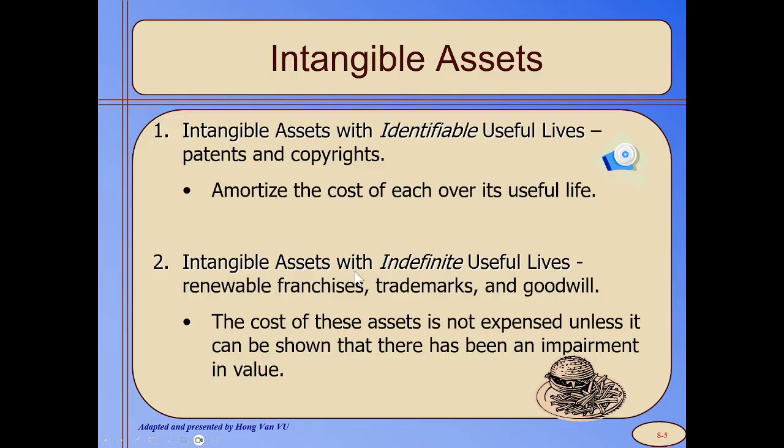Intangible assets with indefinite life include renewable franchises, trademarks, logos, and goodwill. The cost of these assets is not expensed unless it can be shown that there has been an impairment in value.